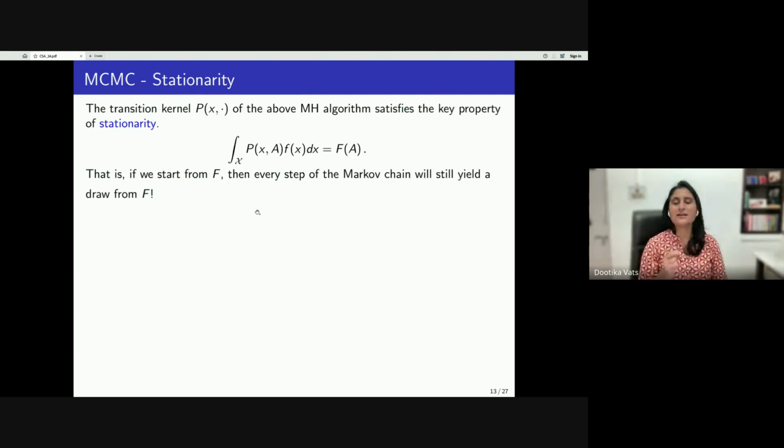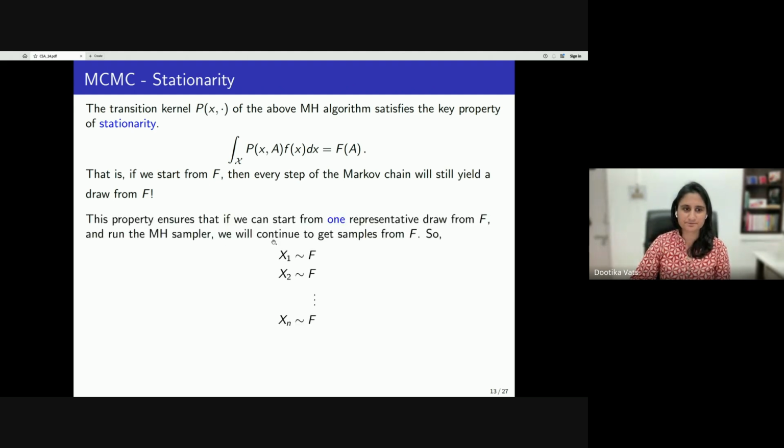So let's see. This is exactly the definition of stationarity. And so one can show that the transition kernel P of the above MH algorithm satisfies the key property of stationarity, which is that if I start from f itself, this is the marginal distribution of X1, then look at the conditional distribution of X2 given X1, integrate out X1, then that is nothing but f. This is f over here and f over here. So that becomes a stationary distribution. And what this says is if we start from f, then every step of the Markov chain will still yield a draw from f. Okay, which seems a lot more promising, that at least I will keep getting a draw from f. So this property ensures that if we start from one representative draw from f and run the sampler, then X1 is from f, then X2 is from f, and Xn is from f. For those of you wondering, these are not independent draws at all. It is a Markov chain, so these are correlated draws, and I will get to that later.